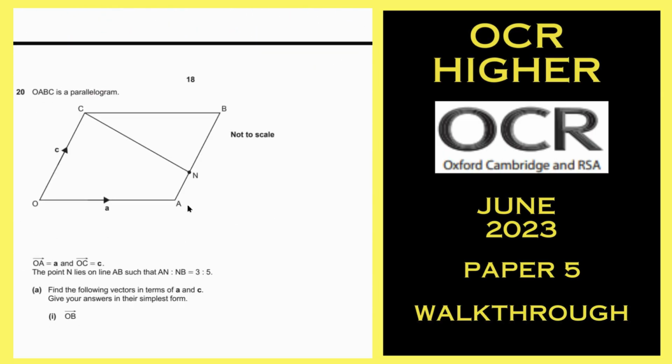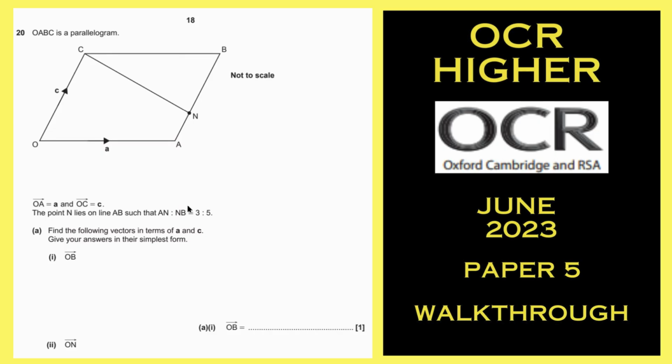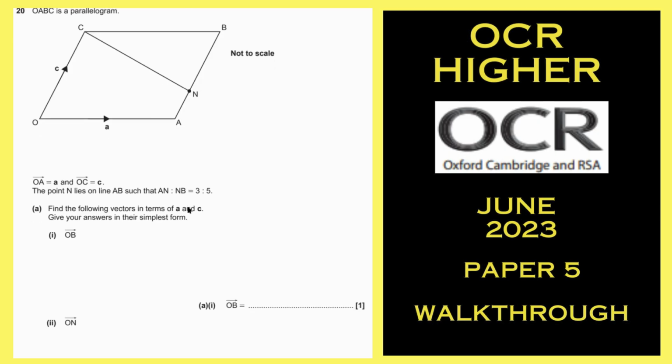On we go. Number 20, just don't forget with vectors, think of them as a journey. How do I get from one place to another place? Don't overcomplicate. So part A, it's really asking, how do I get from O to B? Well, there's O, there's B. I have forgot to put on A to N to B is 3 to 5, which makes that 3/8 of the line, and that 5/8.